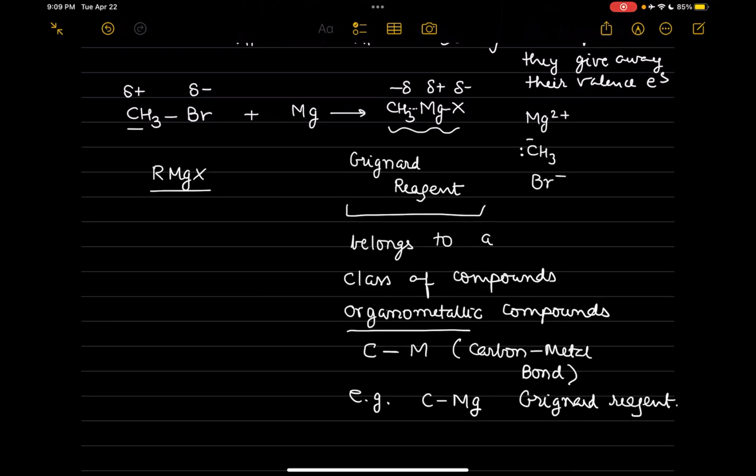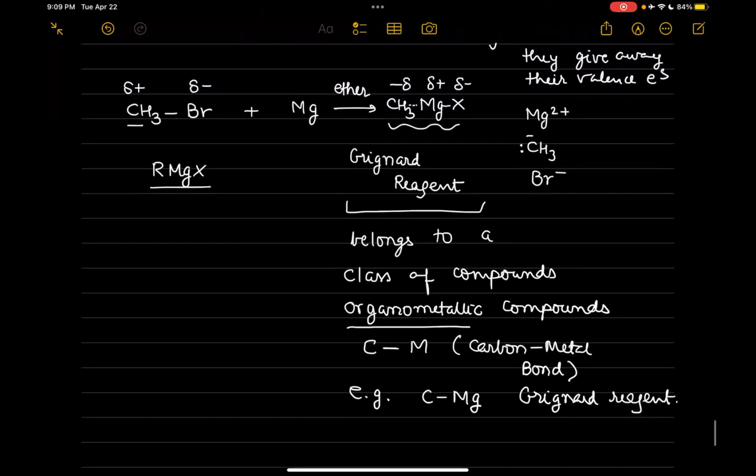Is it clear? To mix this magnesium, it is used in the presence of ether, because magnesium is a solid. So you just have small pieces of magnesium ribbon known as magnesium turnings, and methyl bromide or ethyl bromide, whatever alkyl halide you are taking, and heat it in the ether. You will see that the carbon halogen bond is broken and the magnesium comes in between. And you get this compound which is known as an organometallic compound.